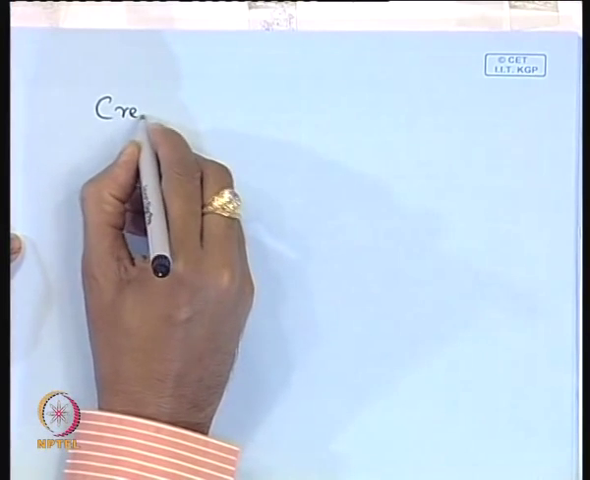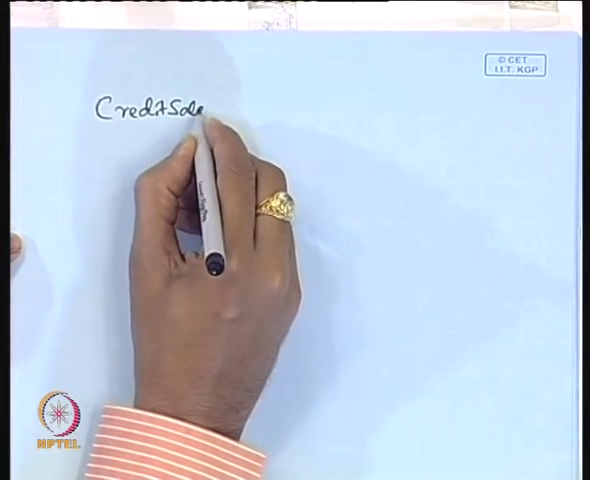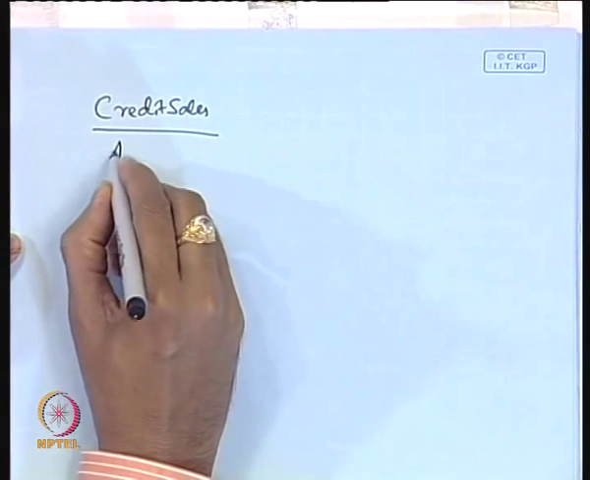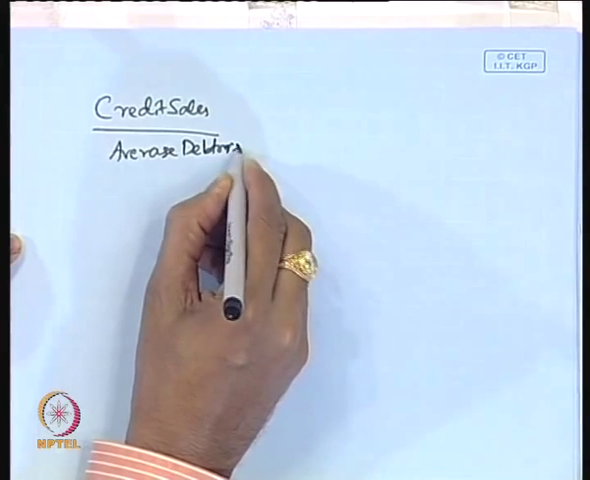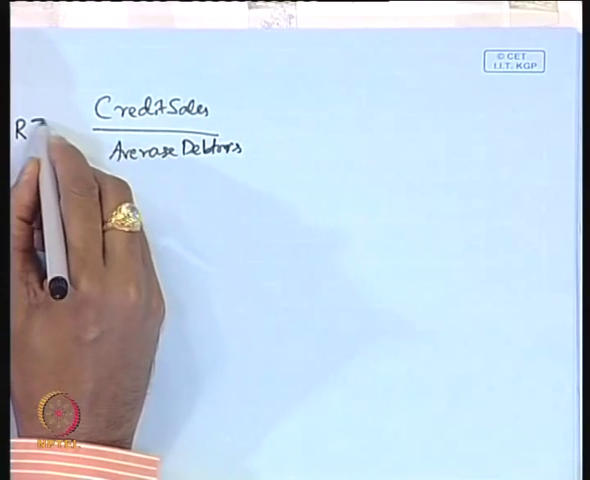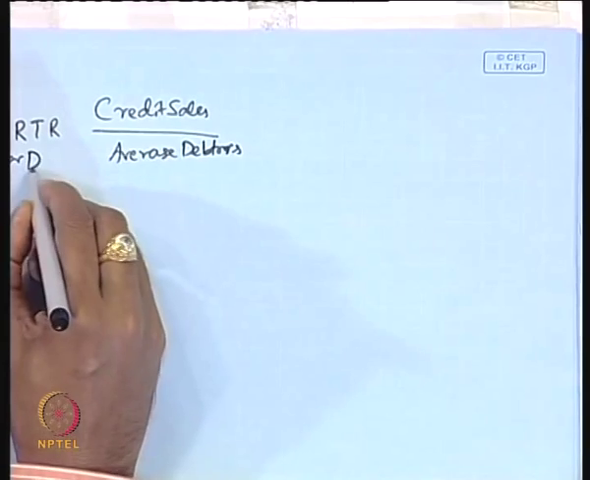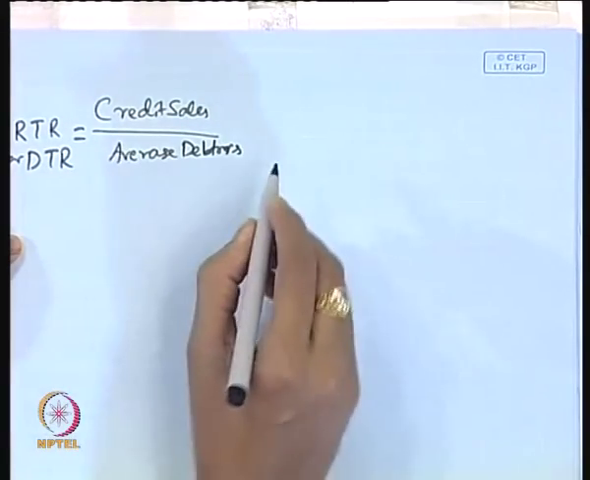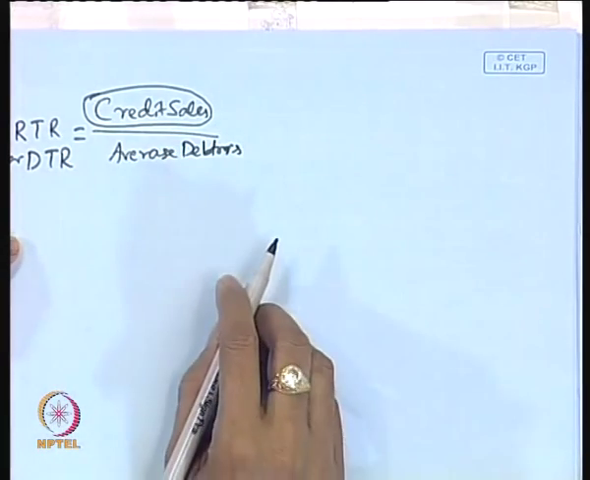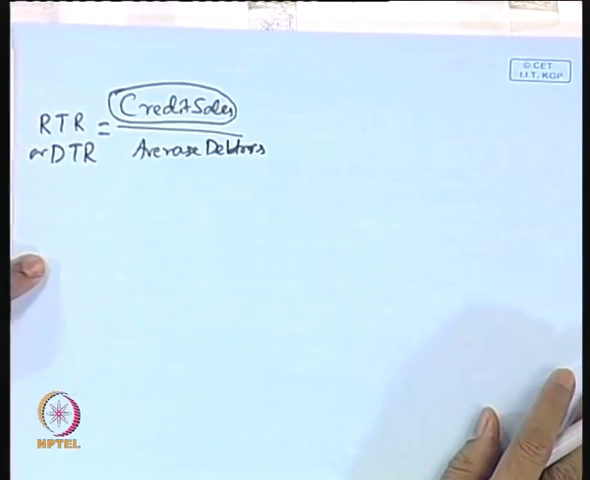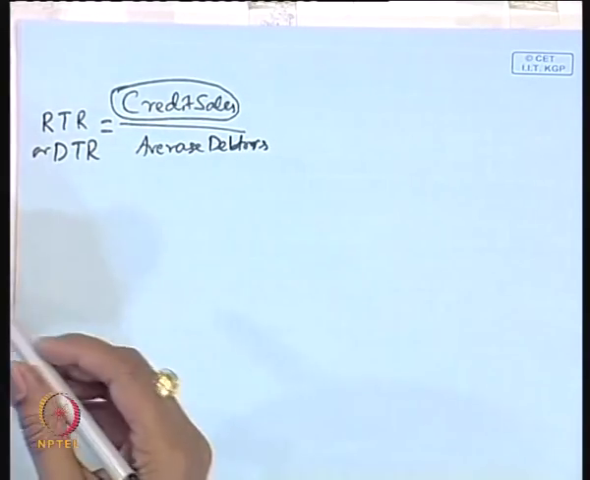Receivable turnover ratio we define as credit sales divided by average debtors. So, this is our receivable turnover ratio, otherwise known as DTR, the debtors turnover ratio. Here it is taken as credit sales, and if for any reason the credit sales figures are not available, we presume that all the sales are happening on credit. So, all the sales can be taken as credit sales.